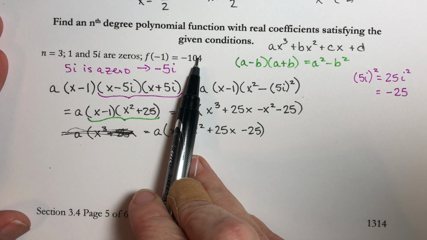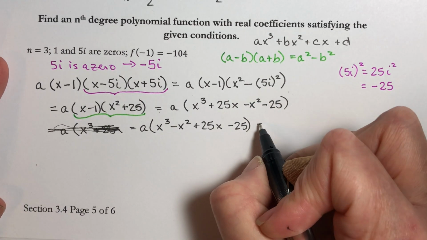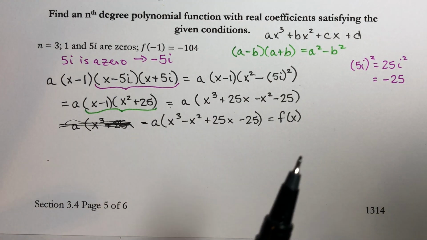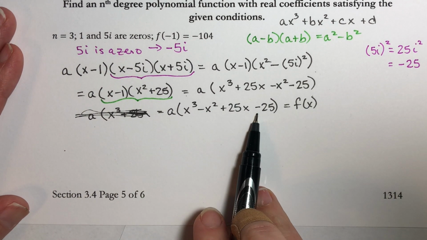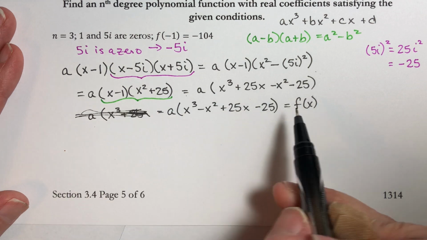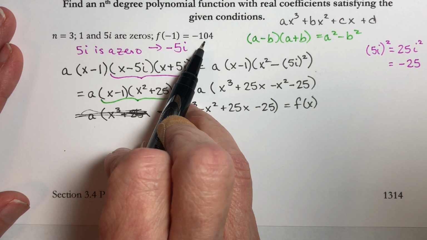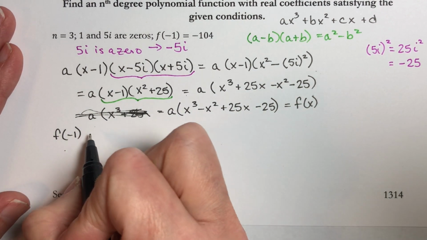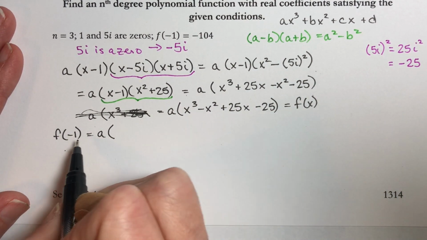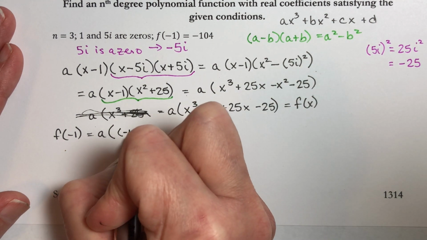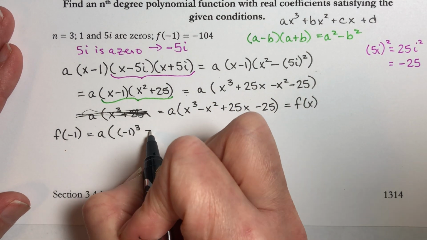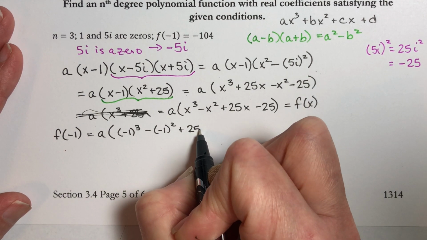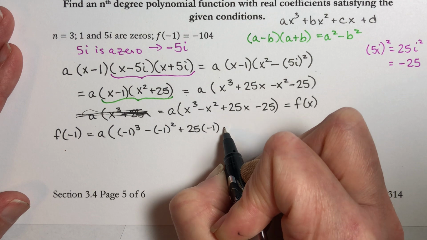And here's where we use this information. So far I have this as my f of x, and I'm going to continue to improve it because I want to find out what that a is. But for right now, we're going to use this. This says if I plug in negative 1 for x, I should get negative 104. So let's find f of negative 1 right here. This is a times negative 1 cubed minus negative 1 squared plus 25 times negative 1 minus 25.